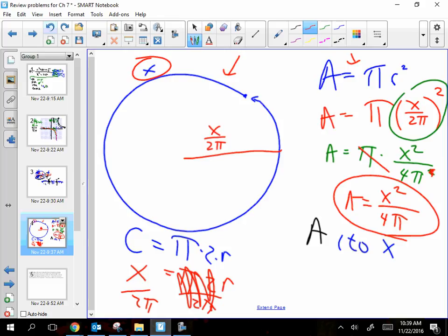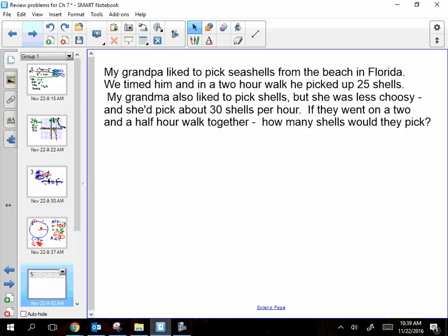Okay, good. So here's another question. It's more of a rate kind of a question. My grandpa liked to pick seashells from the beach in Florida. We timed him, and in a 2-hour walk, he picked up 25 shells. He was pretty choosy about them. He would pick just the ones he really liked.